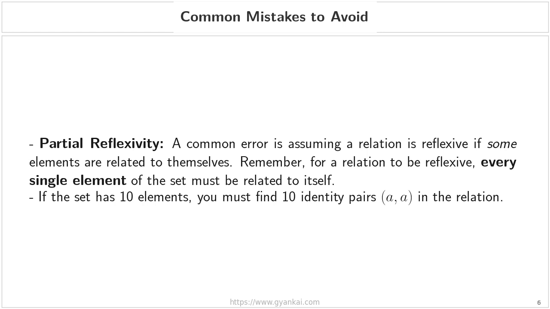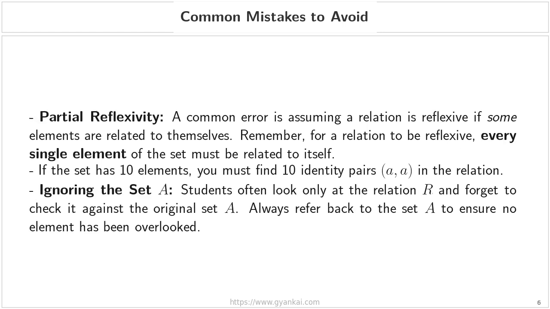It is crucial to remember that for a relation to be reflexive, every single element of the set must be related to itself. To put this into perspective, if your set contains 10 elements, you must find 10 identity pairs, where each element is paired with itself, such as (a,a), within the relation. If even one is missing, as we saw in the non-reflexive example in the previous slide, the entire relation fails to be reflexive.